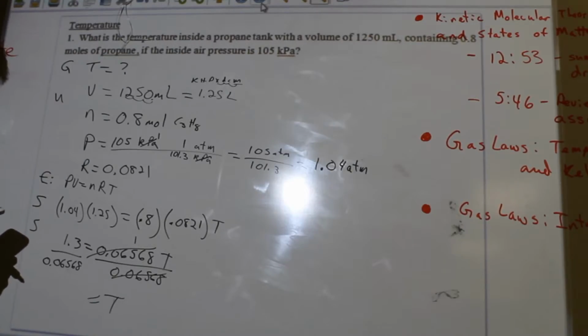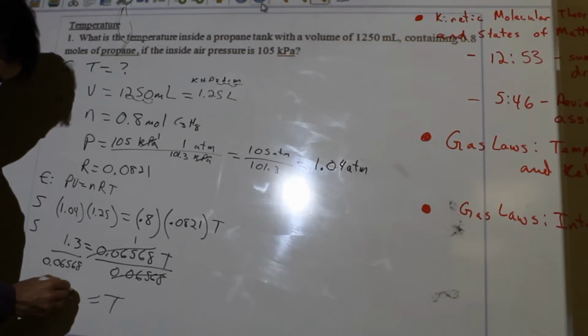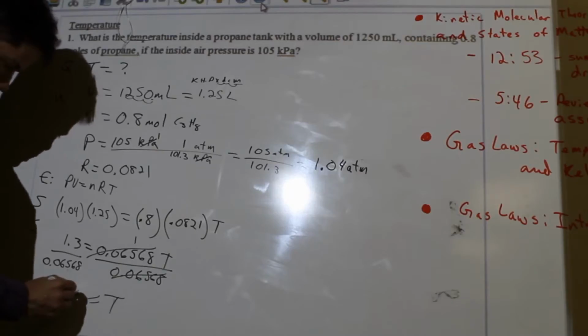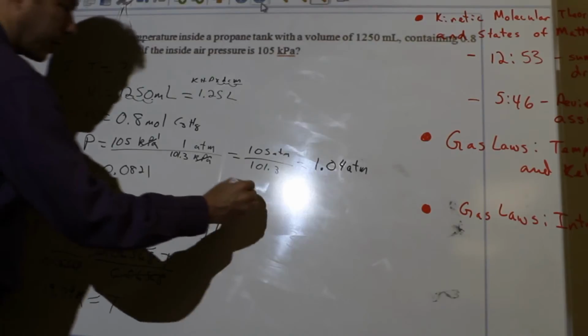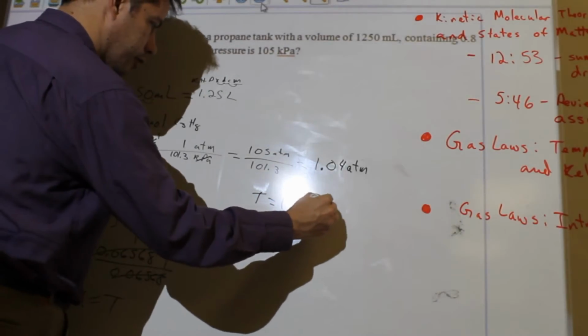1.3 divided by 0.06568 equals 19.79. What's the units for this temperature? It is Kelvin. Okay? Now some questions will ask you to do this and then they will say, well, what degrees Celsius would you have to measure? So we have our temperature equals 19.79 Kelvin.